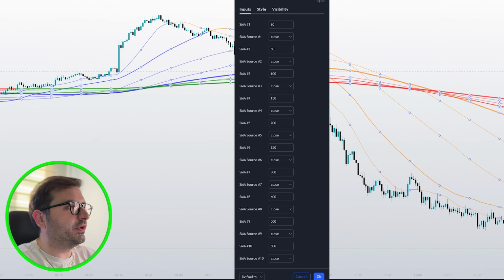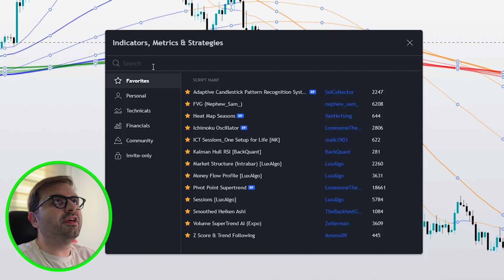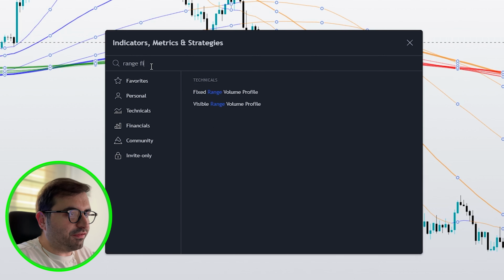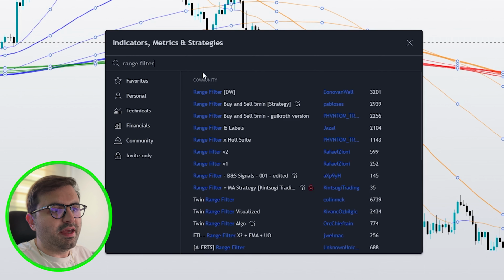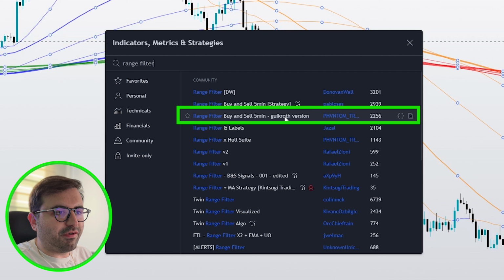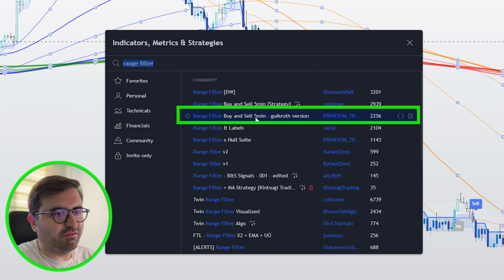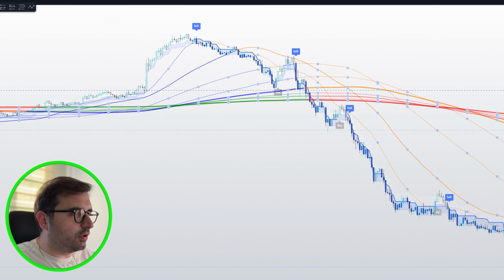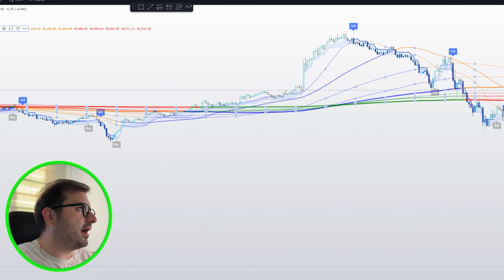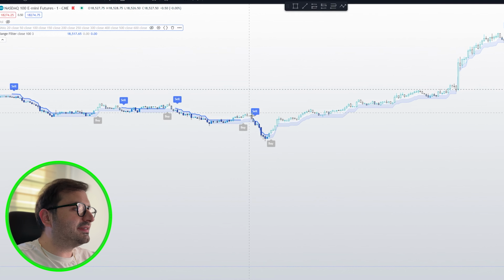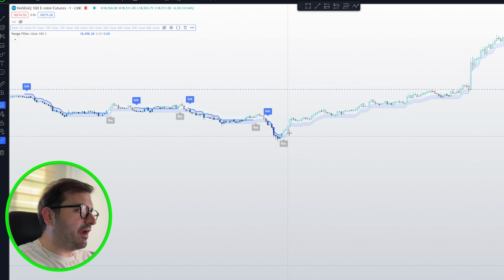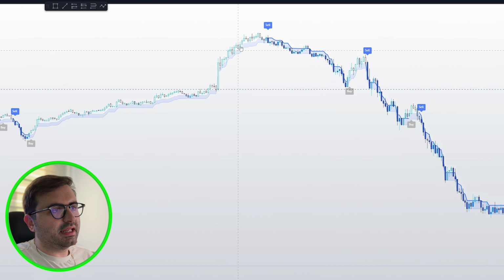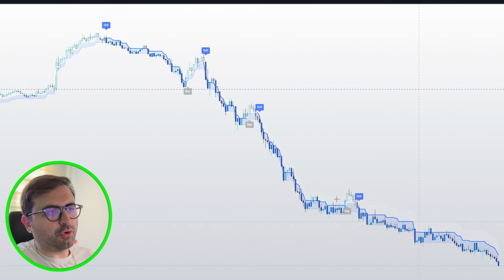Let's continue with our second indicator, and it is called Range Filter, and you will see the indicator from Phantom Trader. Click that to your chart, and it is called Buy and Sell 5 Minute. So that's it. That's all you need to do. After you add this indicator, you will see on your chart, let's hide this, buy and sell signals.